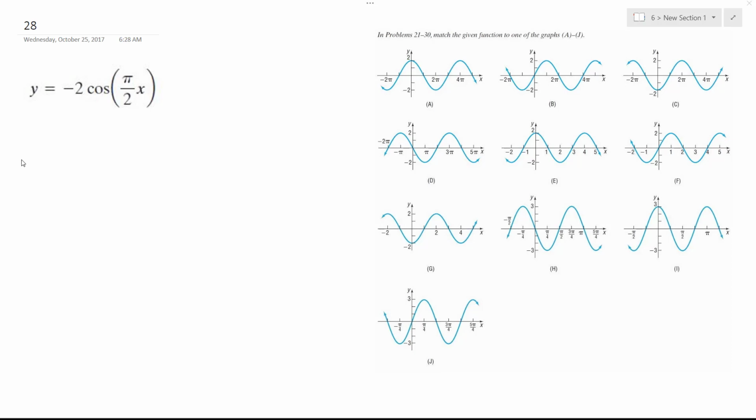Solving this problem, we've got, and graphing it correctly, choosing the correct graph, we've got an amplitude of 2. This is a cosine graph, so it would look something like this, but because of that negative coefficient, it's going to look something like this.